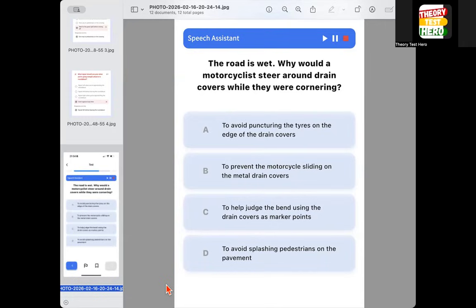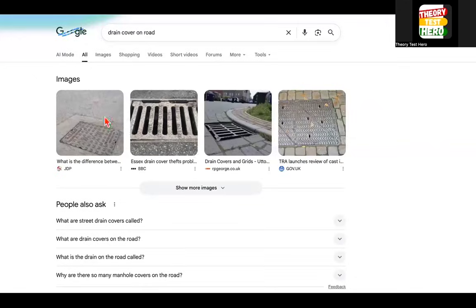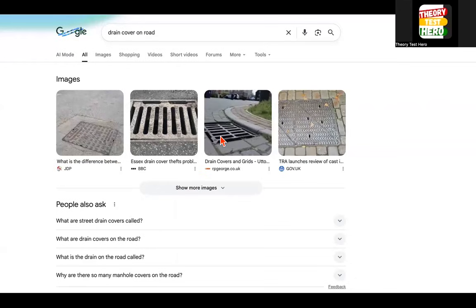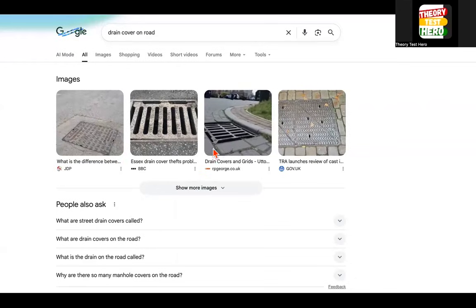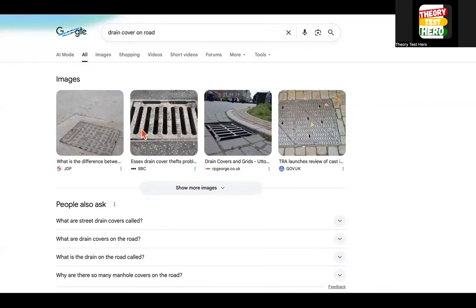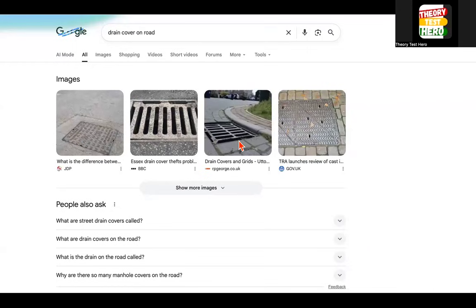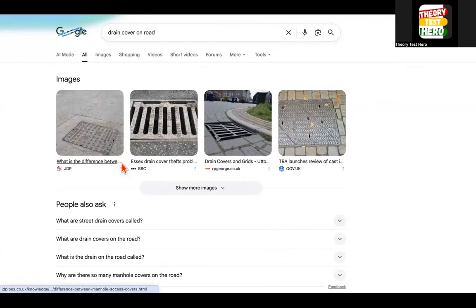I think you can zoom in yourself as well, if you're on your phone, you can also zoom in, yeah. So if we have a look here, these are metal drain covers, and when they get wet, they can get very slippery. So motorcyclists don't like to drive over these when it's raining. Okay, they'll try to go around, and so you as the driver need to be aware that they might be swerving around drain covers just to avoid slipping. Okay.